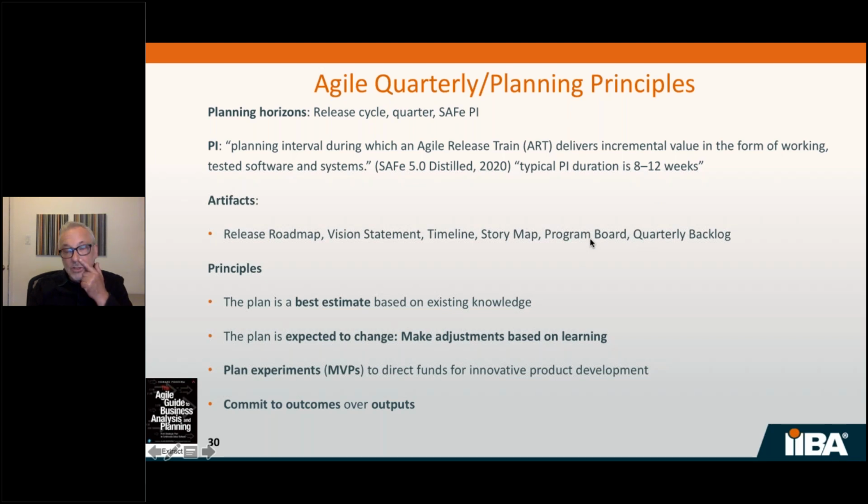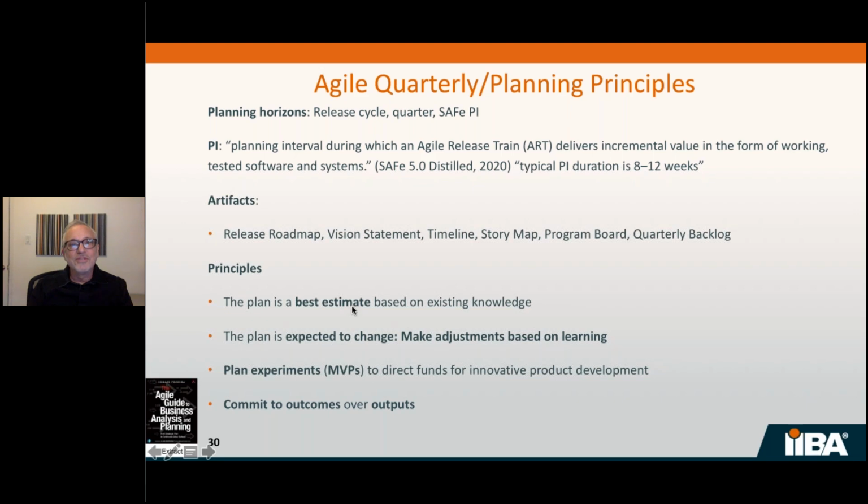A program board, which shows something similar and includes showing dependencies between teams, and then a quarterly backlog, which is basically a list of all the features and stories that are going to be developed during that quarter. And so some of the general principles are as follows, because there is an inherent contradiction with planning for Agile.